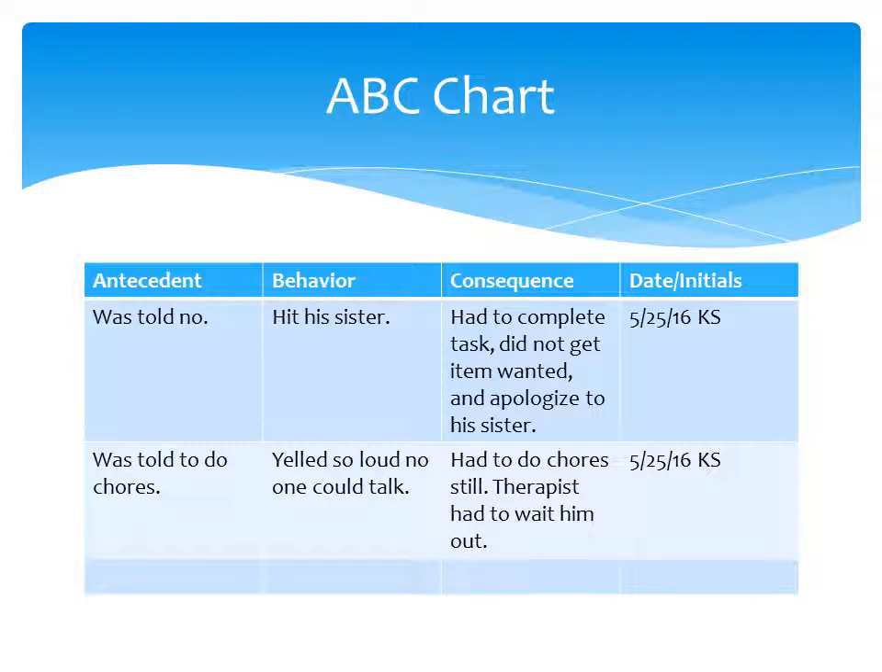ABC charts are often used to figure out a problem behavior. A stands for antecedent. This refers to what happened before the behavior, what caused it. Remember the functions of behavior and try to indicate if you knew the function of the behavior to explain why it happened. B stands for behavior. This is where you specifically describe what the child did. And then C stands for consequence. What happened after the problem behavior?